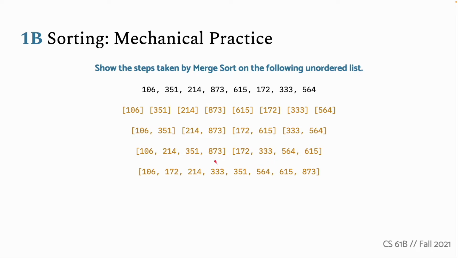Now we're going to merge these two larger sections together. So comparing 106 and 172, 106 is smaller. Comparing 214 and 172, 172 is smaller. Comparing 214 and 333, 214 is smaller. Comparing 351 and 333, 333 is smaller. Comparing 351 and 564, 351 is smaller. Comparing 564 and 873, 564 is smaller. Comparing 615 and 873, 615 is smaller, which just leaves 873 at the end.